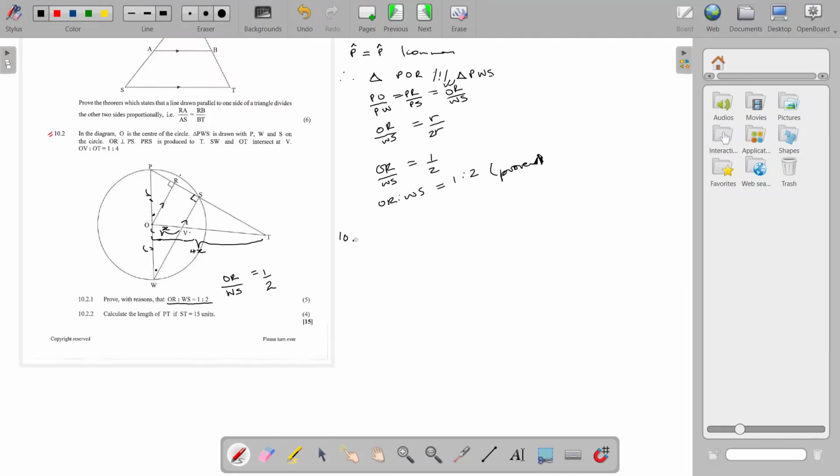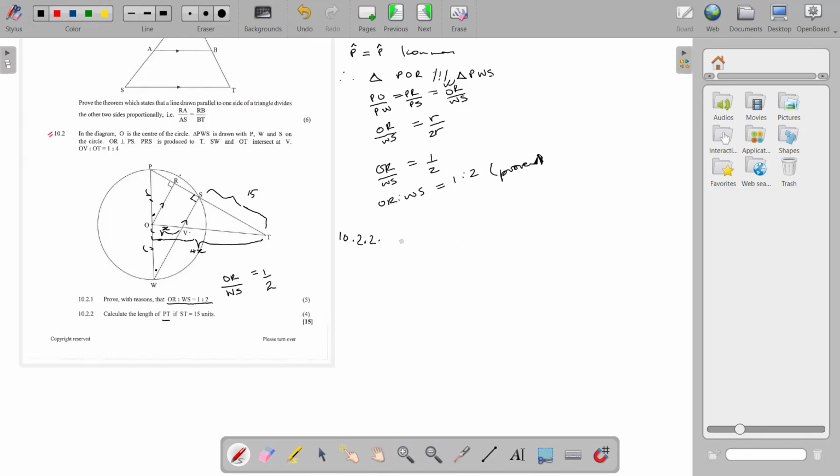Now we are on question 10.2.2, where they are saying calculate the length of PT if ST is equal to 15 units. We go to ST here, which is from here to here. ST, you are told it's 15 units. So what are we going to do? We are given a ratio earlier on of OV.